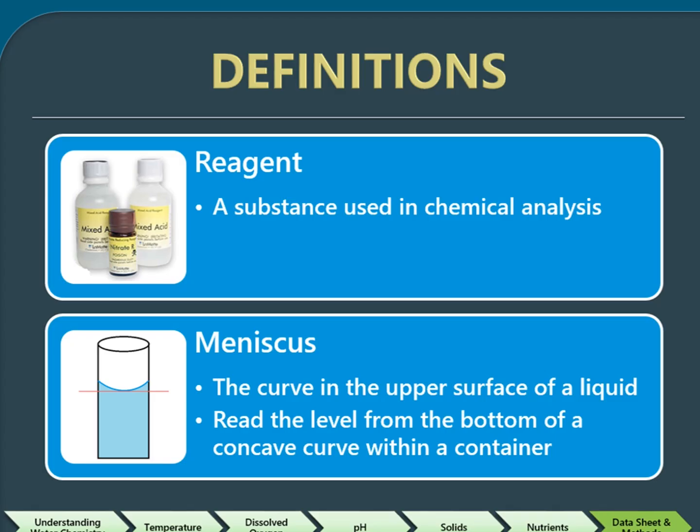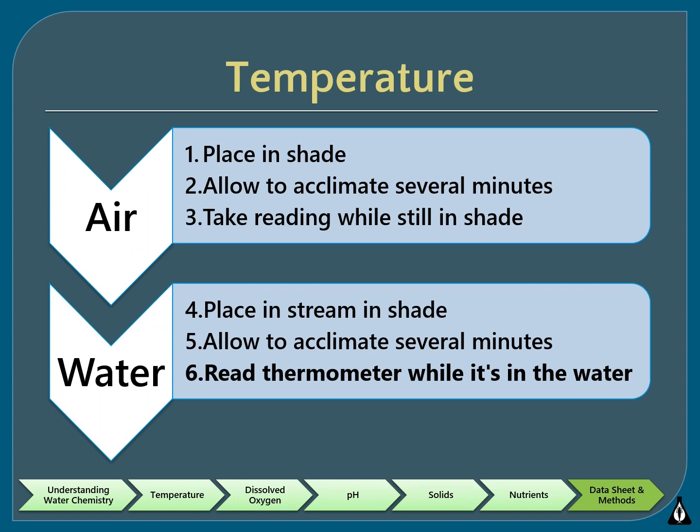Whenever you're monitoring for temperature, you're going to want to place it in the shade and allow it to acclimate for several minutes. And then you're going to want to take that air temperature while it's still in the shade. And the same goes with water. You're going to want to place the temperature gauge in the stream, in the shade, and allow it to acclimate for several minutes. And then you're going to want to read the thermometer while it's still in the water.